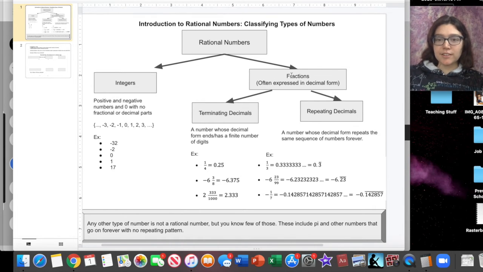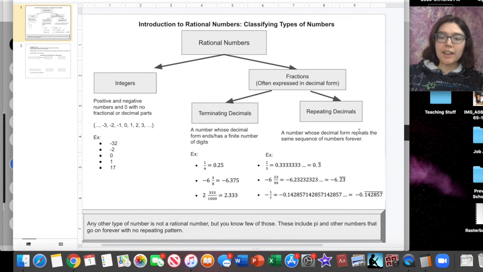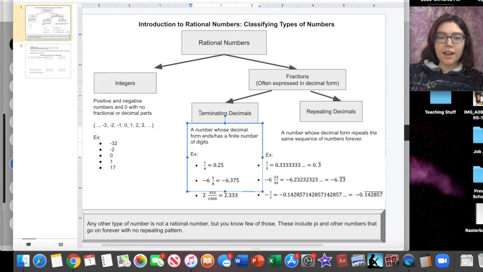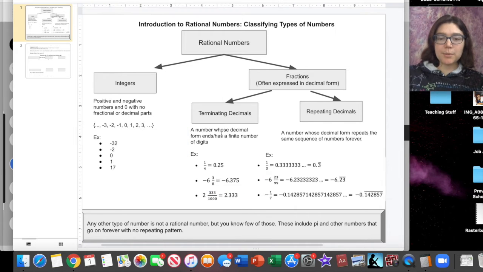And then we have fractions, right? So those are everything that's not integers. There's fractions, there's decimals, there's things that make it kind of messy. Okay, and we're going to split fractions up into 2 different categories: terminating decimals and repeating decimals. Okay, we're looking here at terminating. A terminating decimal is a number whose decimal form ends, or there's a finite number of digits.